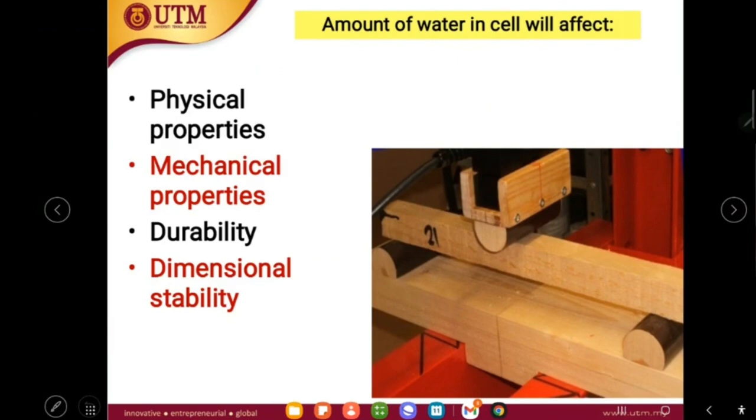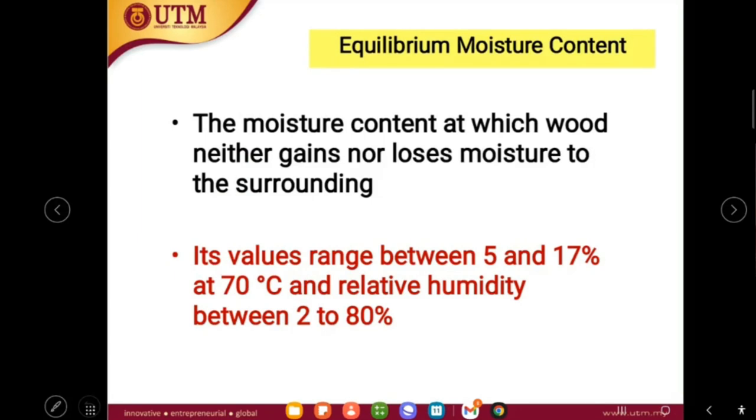Okay, so the amount of water in the cell will actually affect many things: the physical properties, the mechanical properties, the durability, and also the dimensional stability. Dimensional stability is how stable the dimension is. So shrinkage is one of the dimensional instabilities. Just now we have already discussed that, right? So the equilibrium moisture content is the moisture content at which wood will neither gain nor lose moisture to the surroundings. Typically it ranges from 5 to 17% when the surrounding temperature is about 70 degrees Celsius and the relative humidity ranges from 2 to 80%. Yeah, so the humidity range is very big.